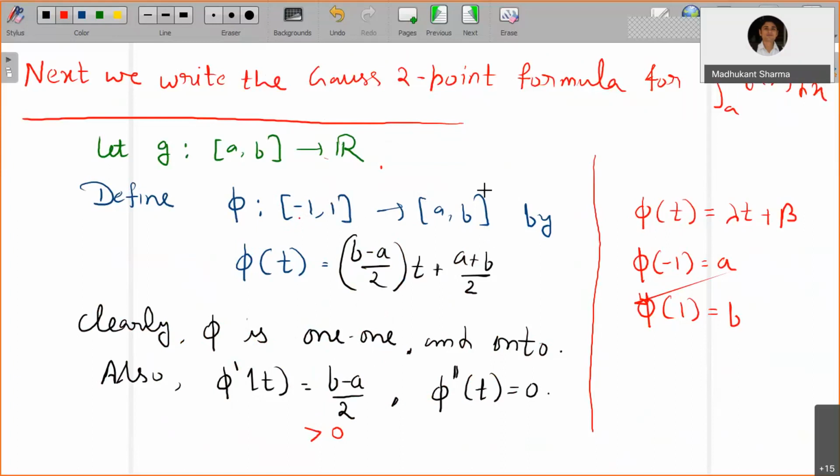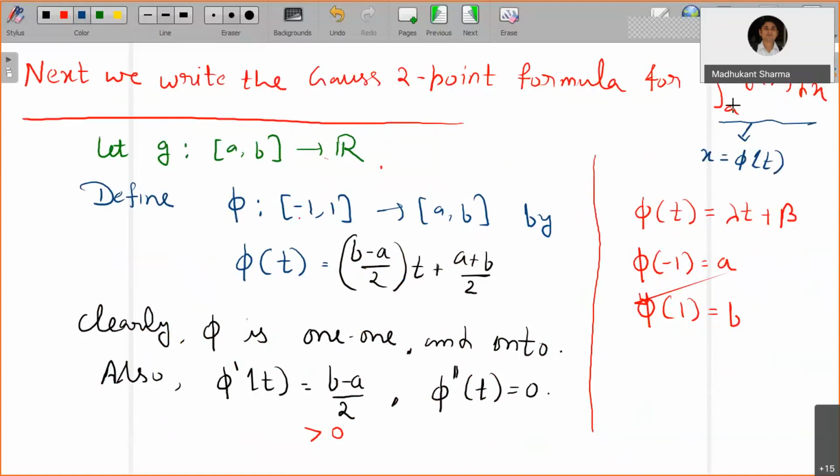So what we are going to do here in the case of this integral a to b g of x dx, we are going to substitute x equal to this map. In linear algebra, this is also known as an affine map. If the constant term is not there, this is known as a linear map. But if a constant term is added to the linear term, it is called an affine map, whose second derivative is 0.